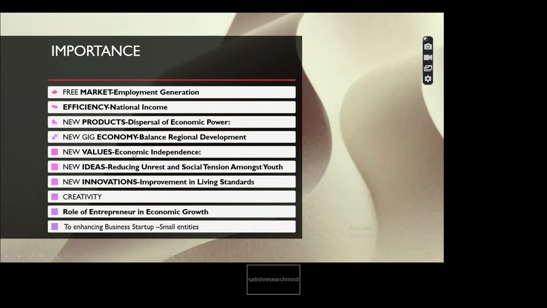new values, economic independency. What are the new values? What about economic independency? New ideas, reducing unrest and social tension amongst youth. New innovations, improvement in living standards, creativity, innovation. The role of entrepreneurship in economic growth and in enhancing business startups and small entities. These are all the main themes that come under the importance of entrepreneurship.